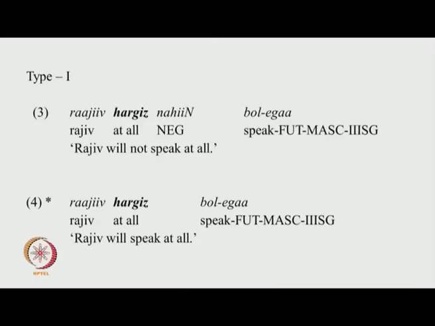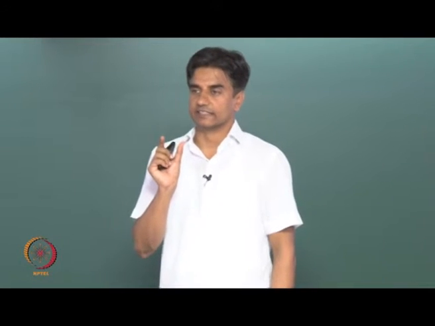I want you to look at these two sentences. The sentence in Hindi reads as Rajiv hargiz nahi bolega. It means Rajiv will not speak at all, under any circumstances. Now, what I am trying to show you here is that the word hargiz is called a negative polarity item.